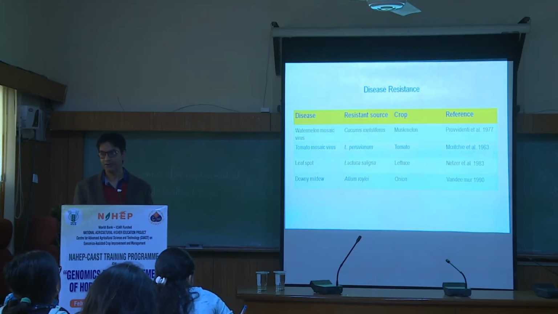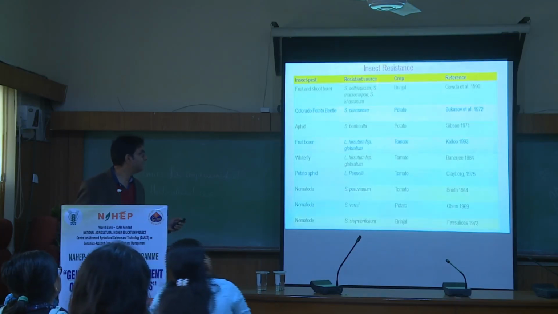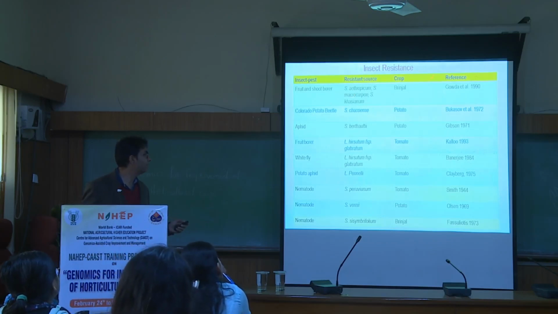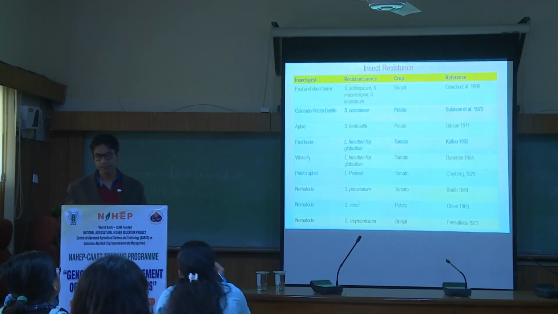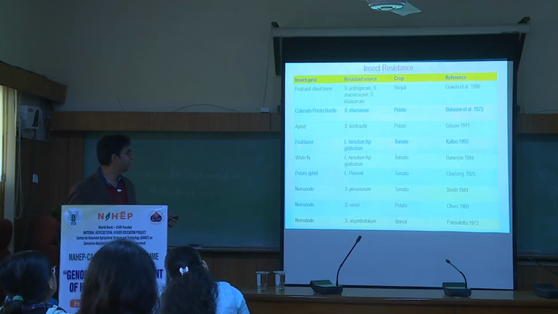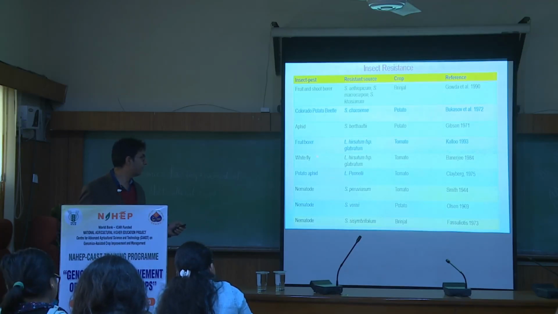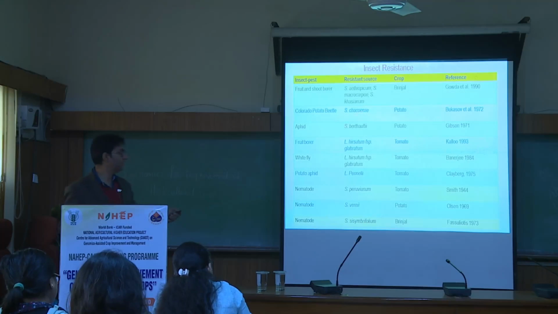India is number 1 in area and number 2 in production of onion and garlic. Similarly, in case of insect resistance, in brinjal, fruit and shoot borer is one of the worst problems. So we have Solanum ethiopicum, macrocarpon and khasianum, Colorado potato beetle, Solanum chacoense in potato, aphids, fruit borer, whitefly, nematode and other things. See, we have so many resistant sources present in our wild species.